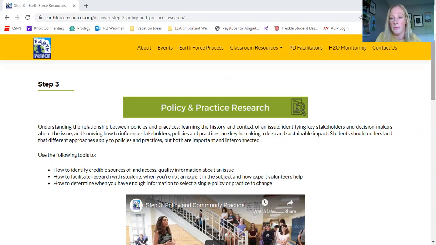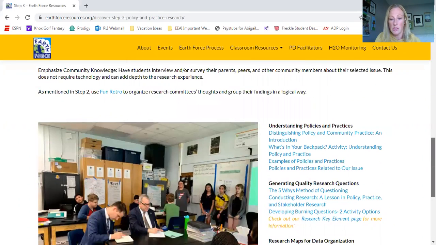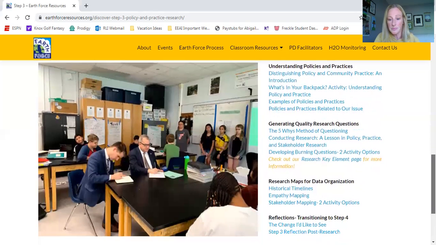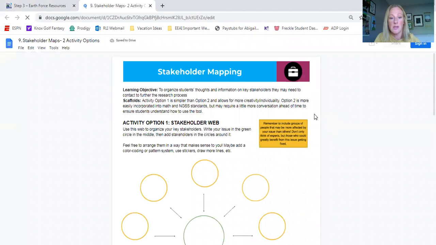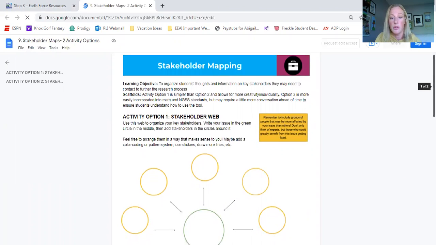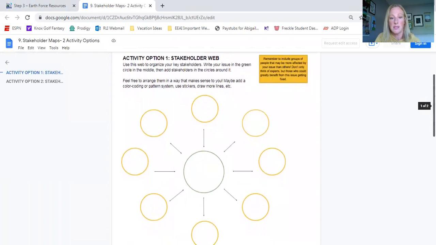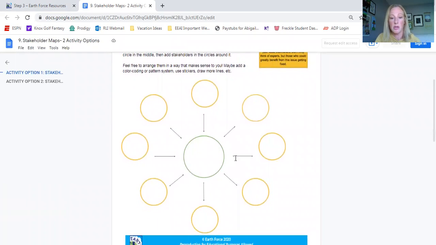So I'm going to scroll down here and I want you to take a look at the stakeholder mapping activity. And this first one, the stakeholder web, when you're learning about stakeholders, this is just a really simple way for them to conceptualize. You put your issue in the front here, and then just start listing out, again, people that maybe care about the issue, or people that are impacted by the issue, or people that have power over the issue. You're just going to start putting names around there. It's just a tool for brainstorming.